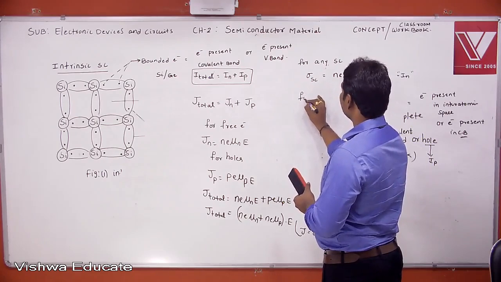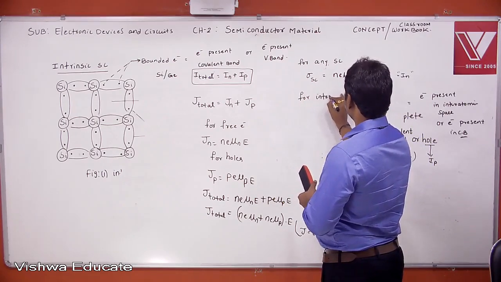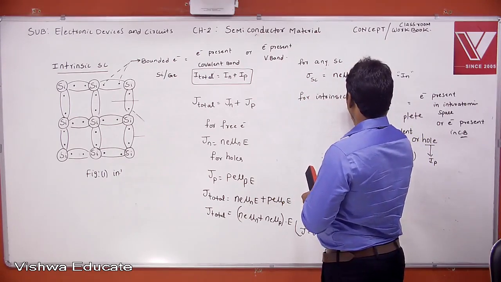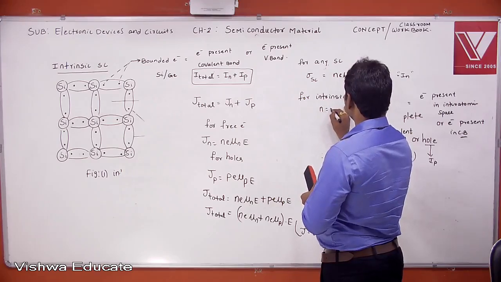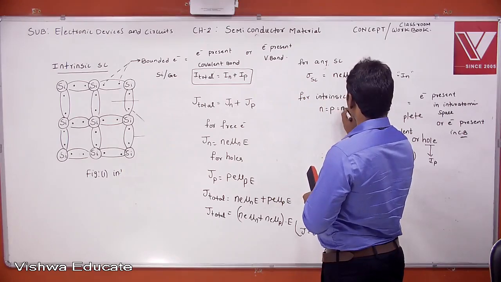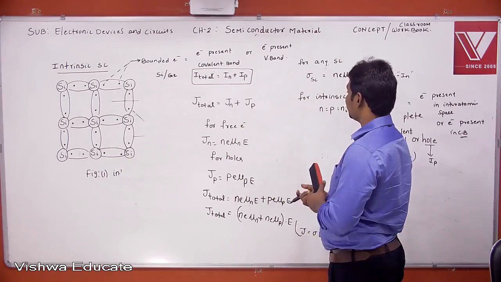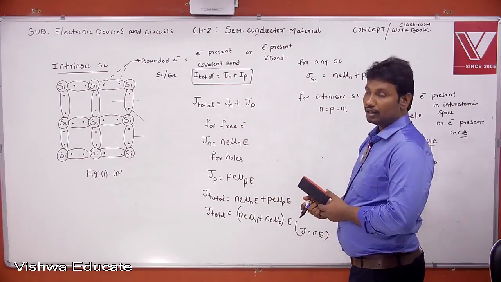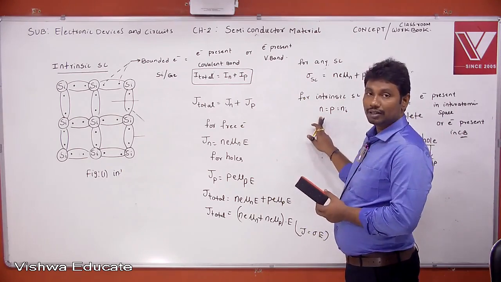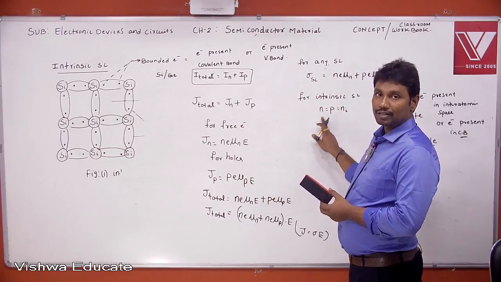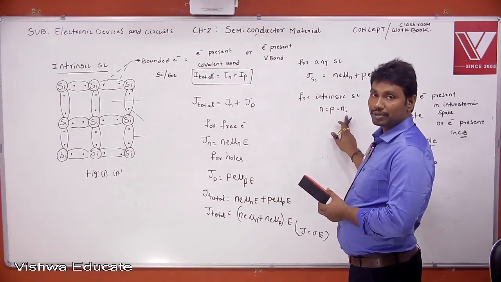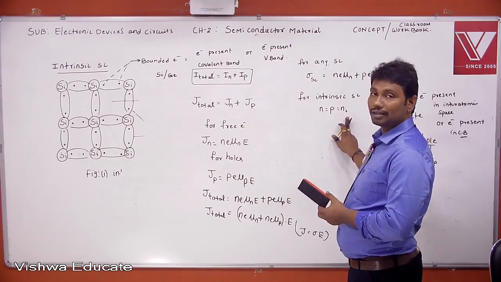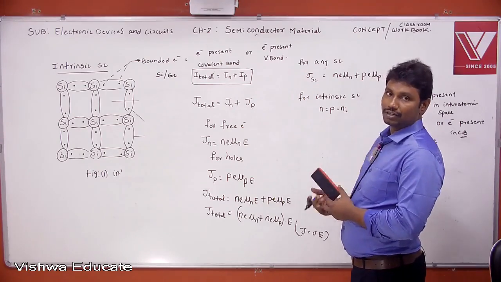Now I can define it for an intrinsic semiconductor. First of all, what is the condition? The condition is N equal to P equal to Ni. This is the condition for an intrinsic semiconductor. It has an equal number of electrons as well as holes, represented with Ni, where Ni is nothing but the intrinsic concentration, right?